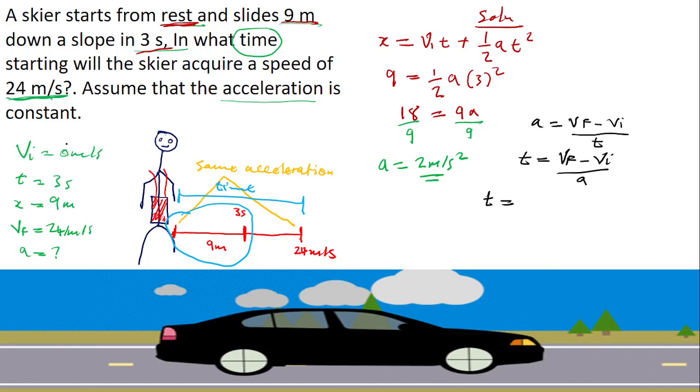After we get this information, when you plug it in on your calculator, it will simply give you 12 seconds. So the time which this person spent from this point to that point was 12 seconds.